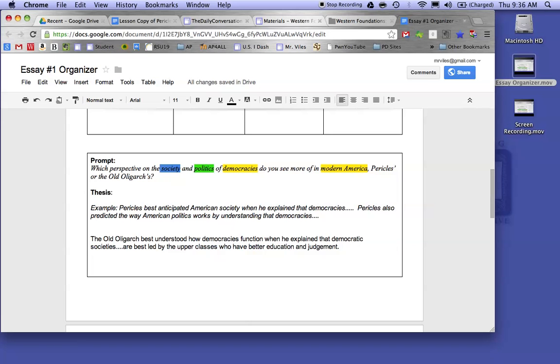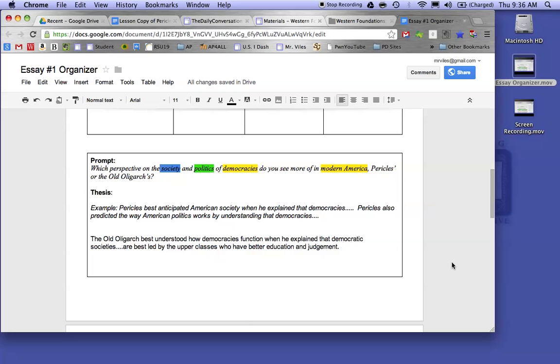Now, I'm not done, because this thesis must be, or probably should be, a two-sentence thesis. And the reason for that is we have two themes we're talking about here, society and politics. If my first sentence says the old oligarch best understood how blah blah, that's great, but I have talked about societies. I need to have that second thesis sentence about politics, because I have to fully answer the question.